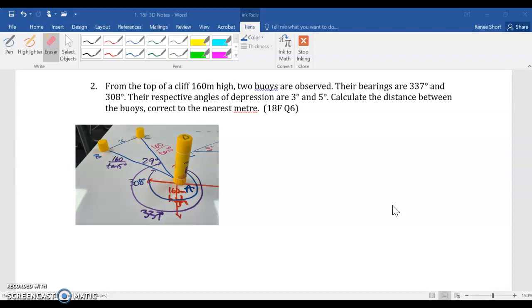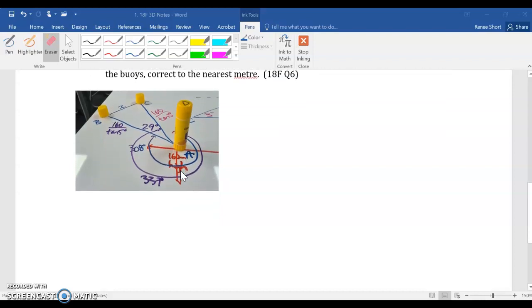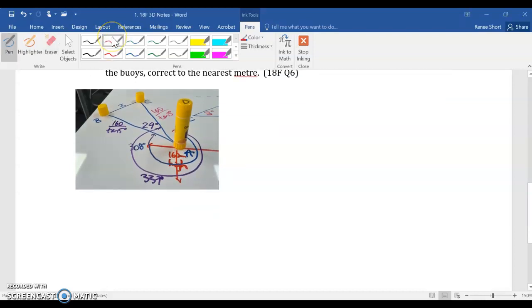So this is question 6 actually from 18F. Now in this photo, what I want you to look at here is that this glue stick is representing our cliff for us. I've labelled A being the base of the cliff and D being the top of the cliff, and just written a note here that that's 160 metres high. So that's our cliff here. When it talks about the bearings of the buoys being 337 and 308, that's from the cliff, and we think about that being from the base of the cliff.